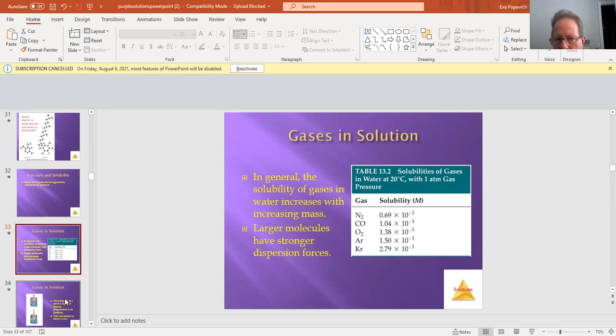As a general rule, the solubility of the gases increases with mass. And the reason for that is the larger molecules have larger dispersion forces. So in general, higher pressure, more gas gets dissolved. Larger the molecule, more gas gets dissolved.